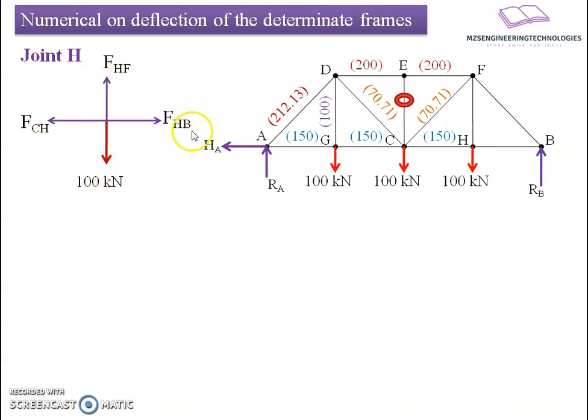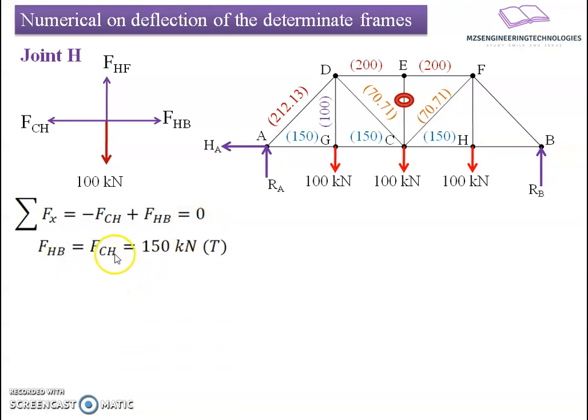F and FHB is not known to us. If I apply summation of forces in the x direction, minus FCH plus FHB equals 0. That's why they will be equal in magnitude but opposite in direction, 150 kilonewton. The nature will be tensile.